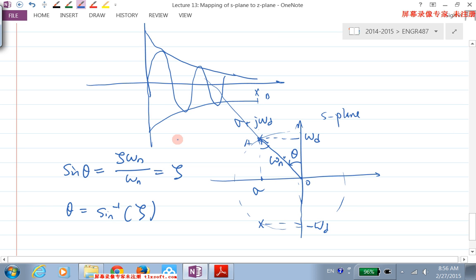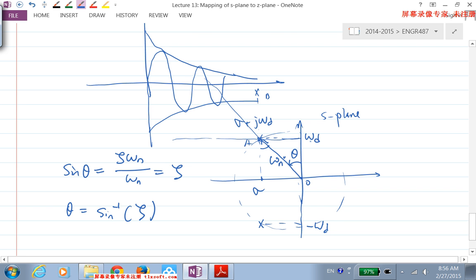If I draw a horizontal line like this, what's the common thing along this horizontal line? They all have the same what? What's this called again? Damped natural frequency, right? Yeah. So this is basically what happens.